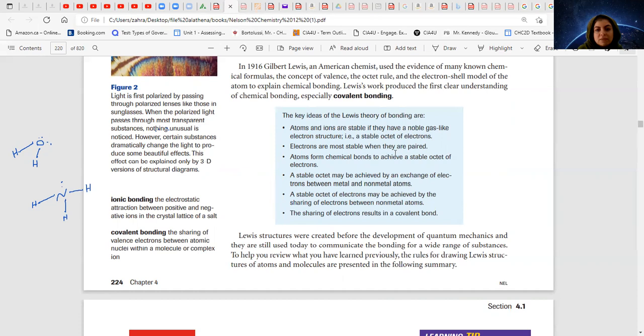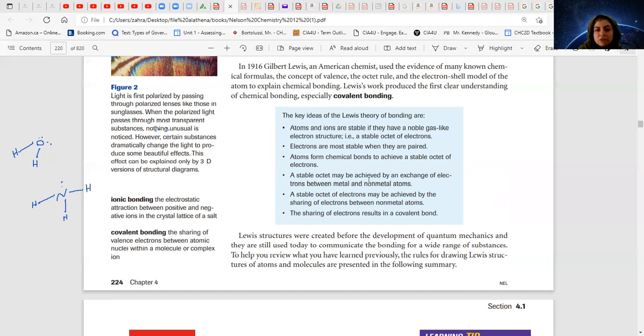Elements are most stable when they are paired. As you see, these 2 electrons are paired, so they are stable, right? Also, when these 2 electrons from oxygen and hydrogen make a bond, they will be paired after they make a bond, so they become stable. Atoms form chemical bonds to achieve a stable octet. So of course, oxygen will react with hydrogen in order to have 8 electrons around it.